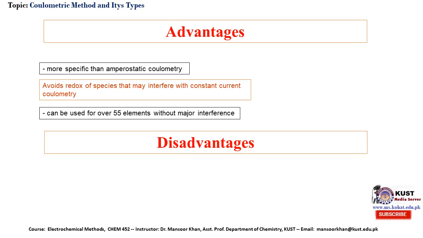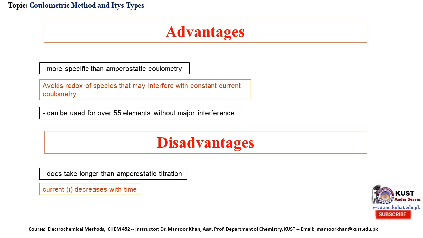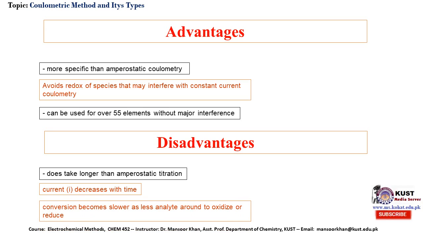While among the disadvantages, it takes longer than amperostatic titration. It means that this technique is slower, or time consuming, as compared to amperostatic titrations. Current decreases with time, which means that the response is not constant. Also conversion becomes slower, as less analyte is allowed to oxidize or reduce as the current decreases, so that's why the reduction and oxidation take place slowly.